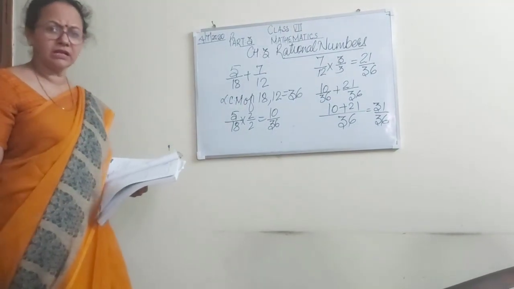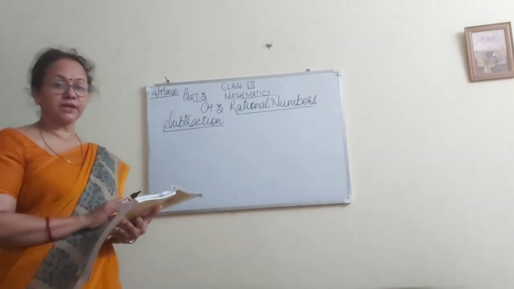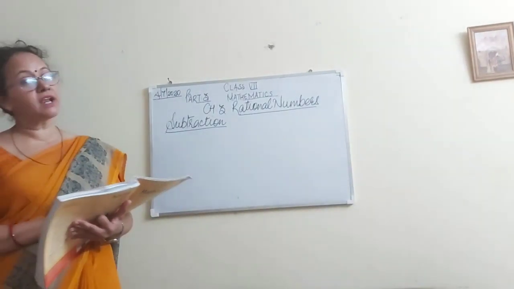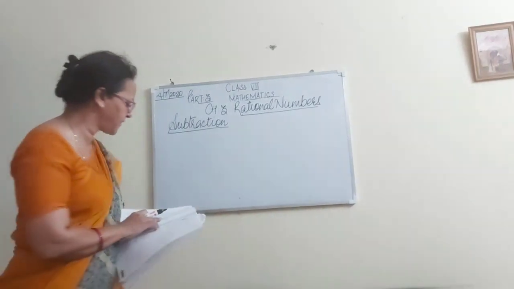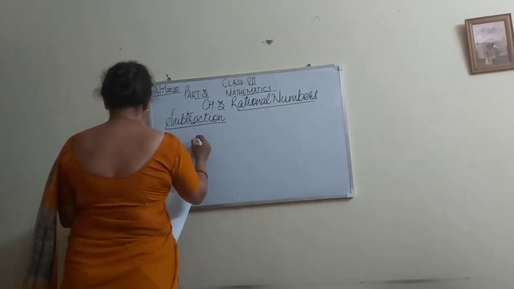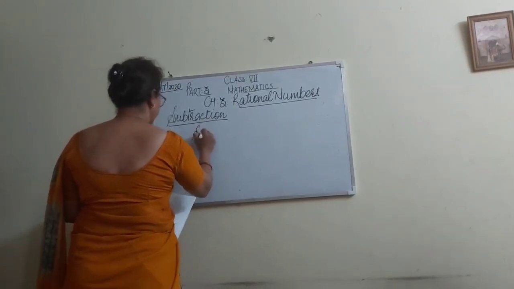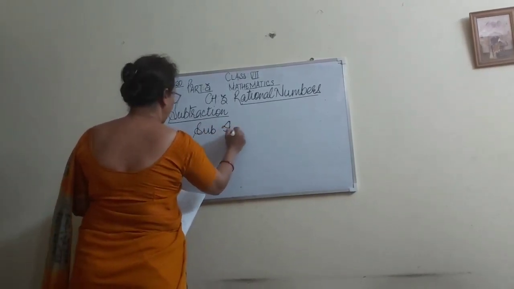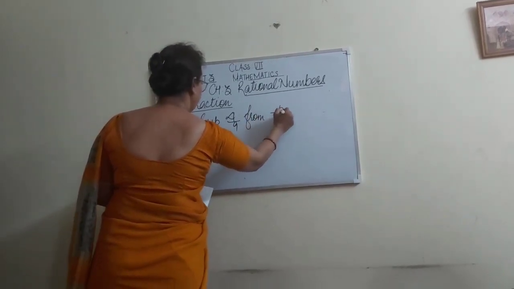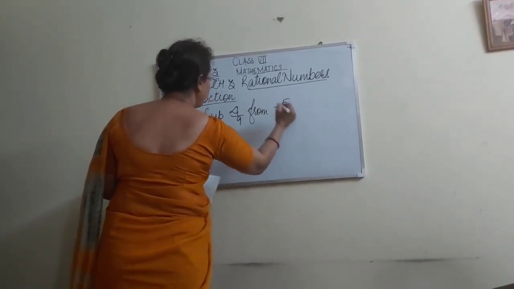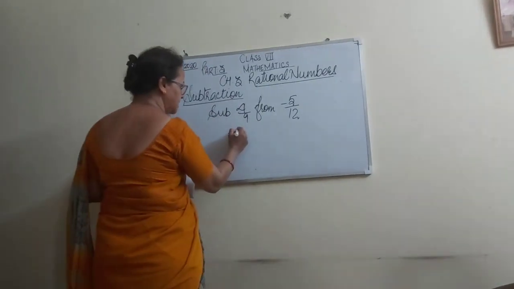Have you cleared? Now, students, we are learning how to subtract the rational numbers. Nothing is new, the same as you have done in the fractions. Question is, subtract 4 by 9 from minus 5 by 12. So we can write it simply minus 5 by 12.